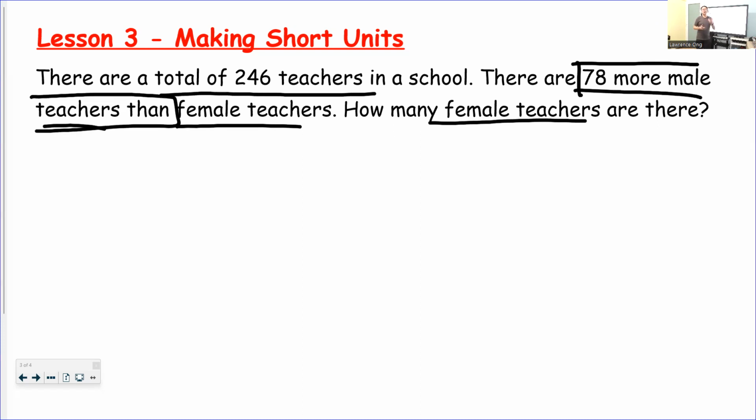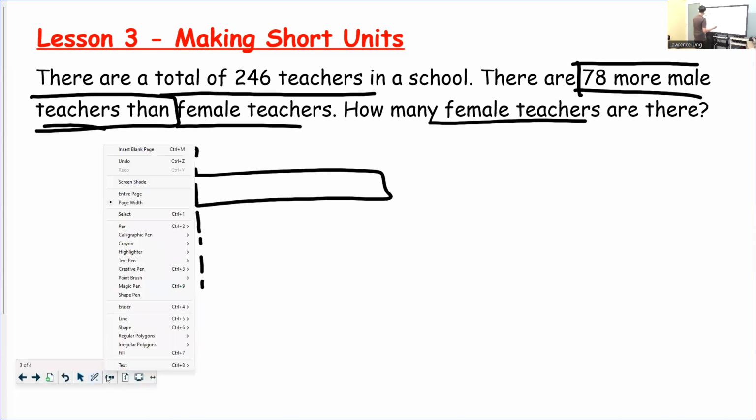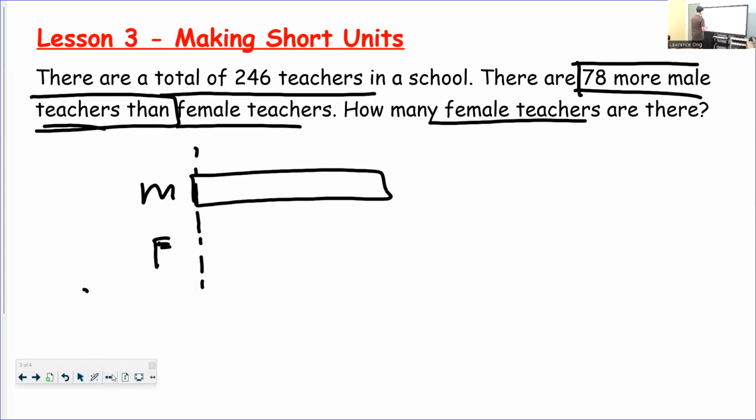A comparison model means you have at least two rectangles of different length. There are more male teachers, which means the male teachers will be a longer rectangle, and you must have labels. One of the important essentials of model drawing is to have clear, good labels. And of course, your model must start at the same side, so you may want to have a dotted line to align the model when you start drawing. The female teachers will be a shorter rectangle, so let me use the letter F for female teachers. You will need to label your model so that it's clear to understand. Otherwise, you will have difficulty trying to understand the model.